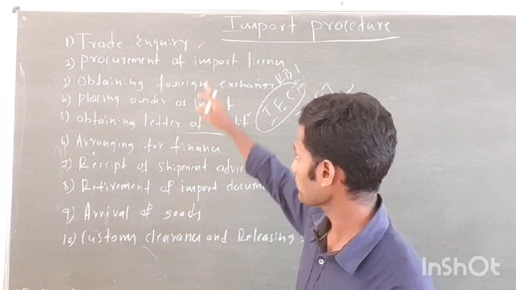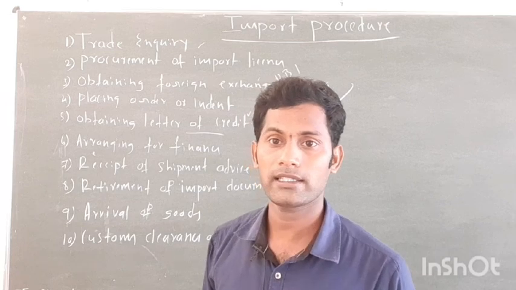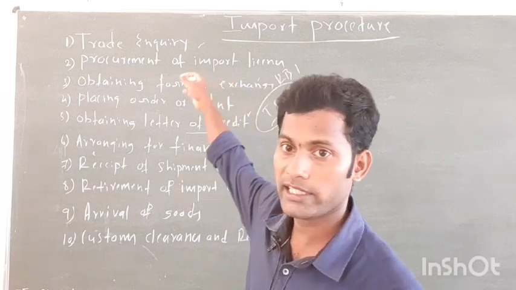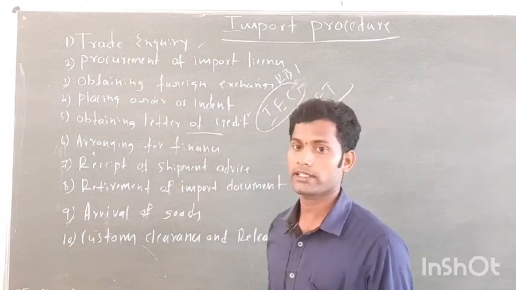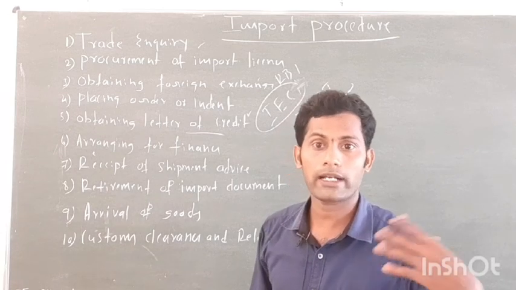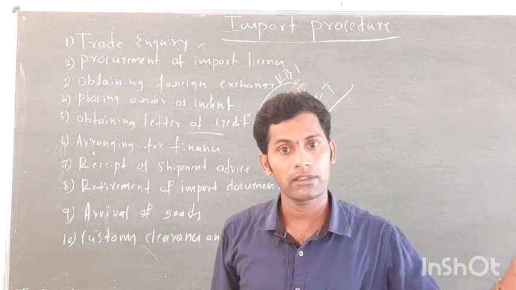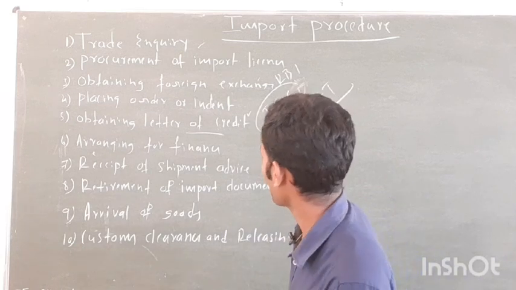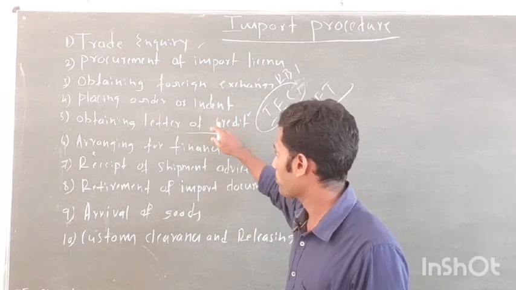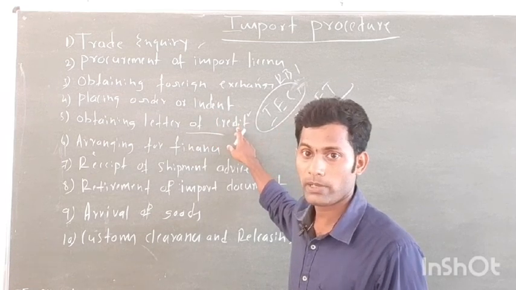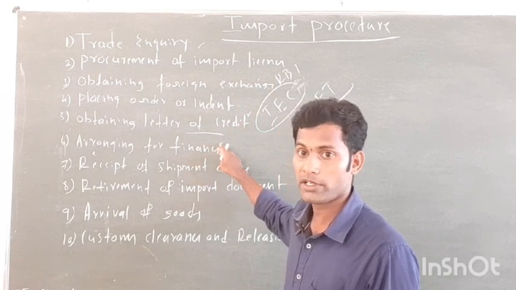So first one, trade inquiry. Second one, procurement of import license. He has to apply to DGFT for obtaining the import license. Then getting foreign exchange. That means converting our currency into foreign currency. You have to pay rupee, and on the other hand, they give the money of another country. Now, after finishing the third one, he has to go for placing the order. Then obtaining letter of credit, a guarantee issued by the importer's bank. Sixth one, arranging the finance, arrangement of money.